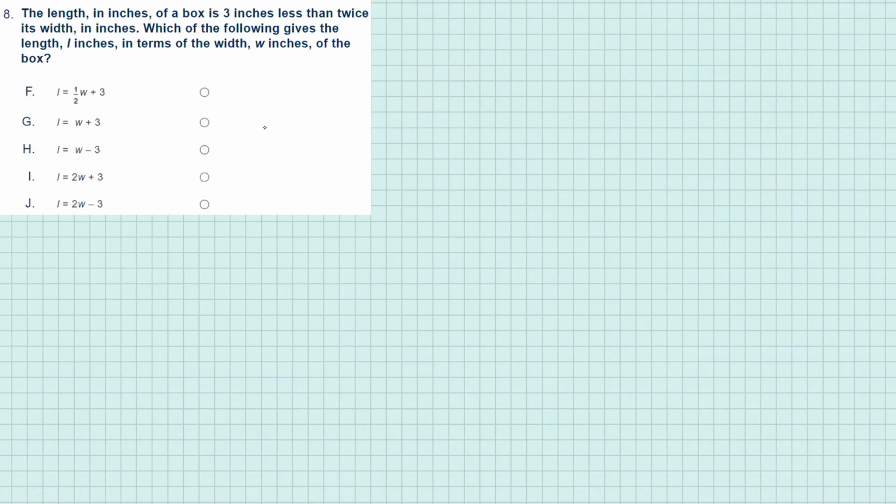Okay, so we have question number 8. The length in inches of a box is 3 inches less than twice its width in inches. Which of the following gives the length L in inches in terms of the width W inches of the box?